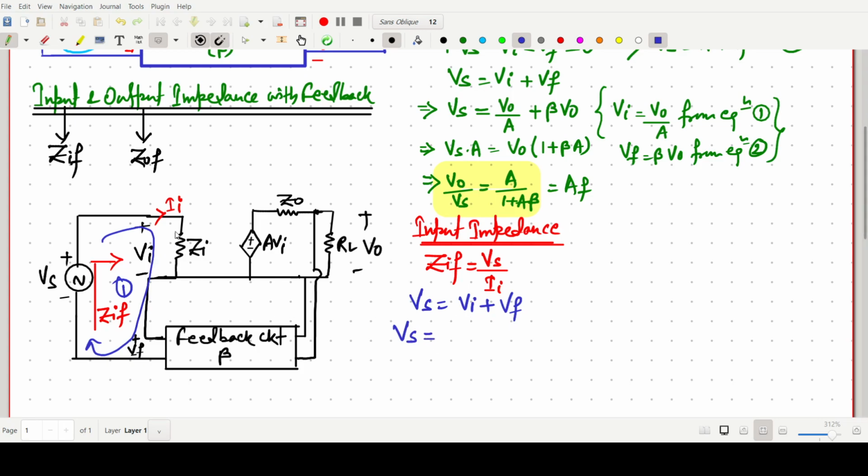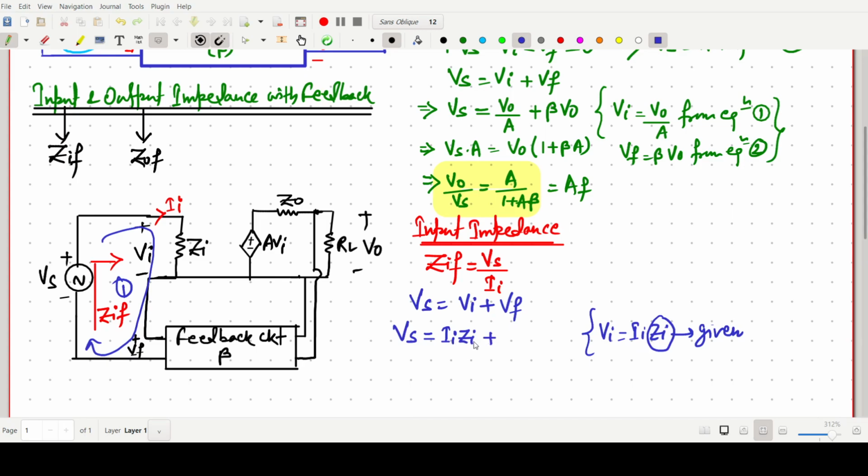Vi is nothing but simply Ii into Zi, because we have to write in terms of input impedance, because in the basic amplifier we have the input impedance term. So Ii into Zi, I am writing here. Vi is nothing but simply Ii into Zi. Zi is given.